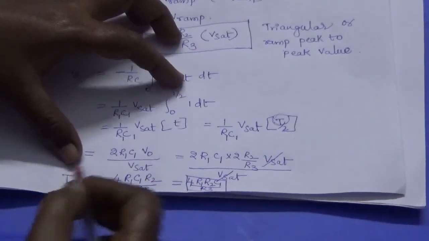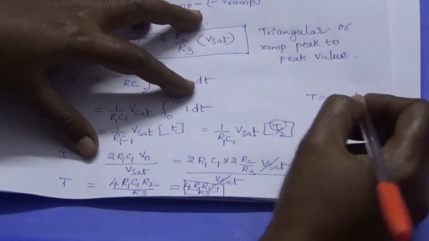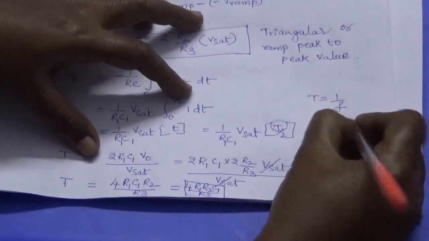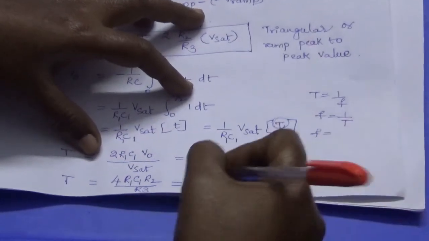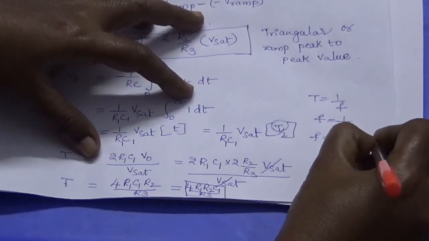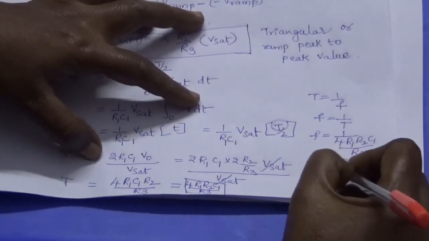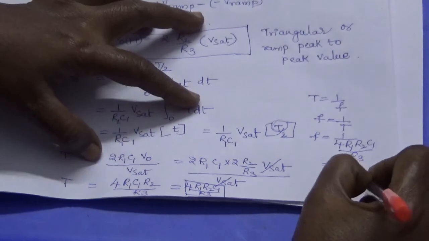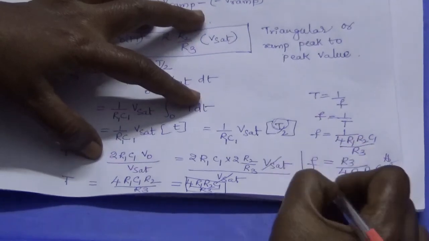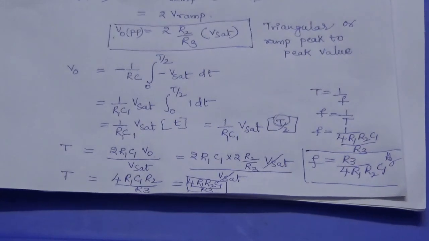Now what is my frequency going to be? T is equal to 1 by F, so F is equal to 1 by T. So F equal to 1 by 4 R1 R2 C1 by R3, which is going to be R3 by 4 R1 R2 C1 hertz. This is my frequency. So this is the way to find the frequency of a triangular wave. I hope you understood this.